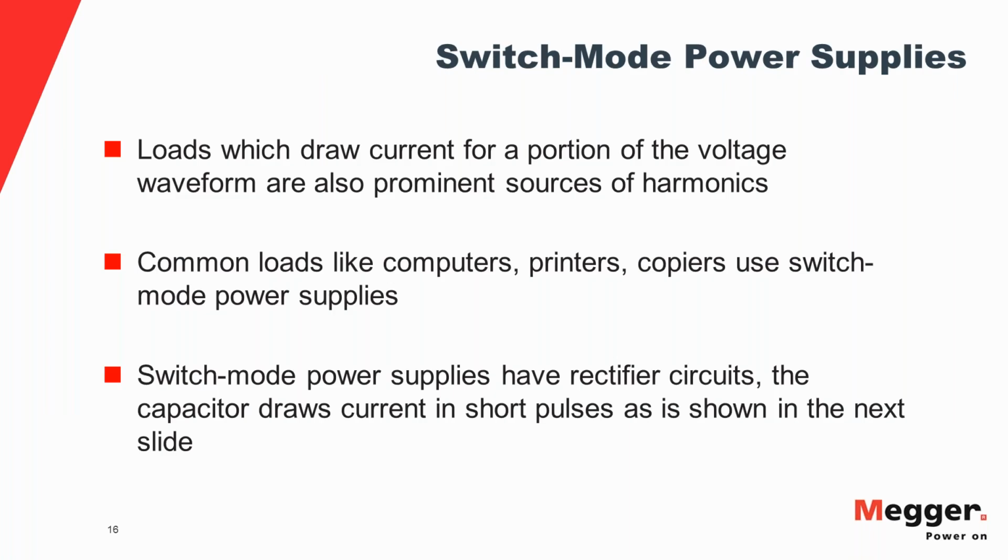Switch mode power supplies are one of the most common sources of harmonics, because they are used by a lot of devices: computers, printers, copiers, that you find very common. Switch mode power supplies draw current for a portion of the voltage waveform. They are essentially rectifiers. The AC that you get out of the wall outlet is converted into DC. DC is then converted back into high frequency AC, and that's again converted back into DC to give a smooth, ripple-free DC.